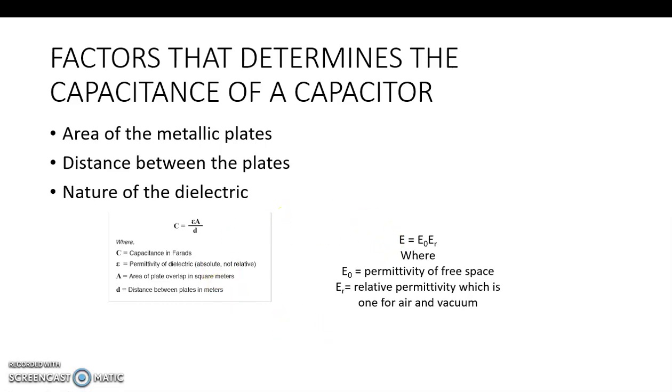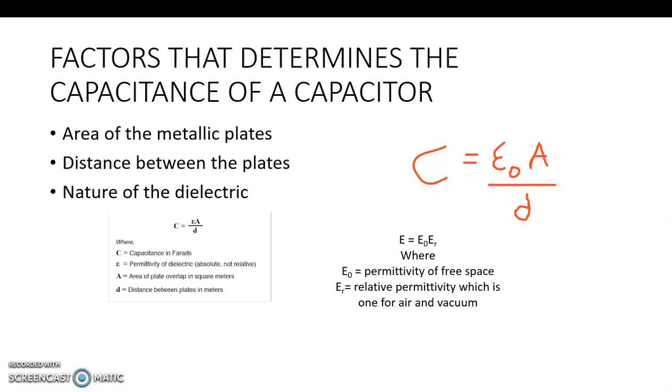Now, if the insulator in a capacitor is air or a vacuum, then this formula can be rewritten as C equals ε naught times area divided by d. Now, we only use this relationship when the relative permittivity is 1.